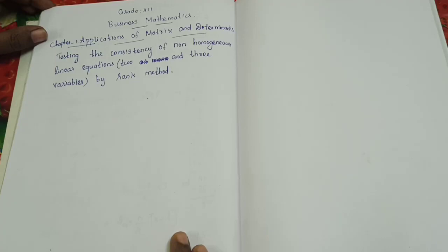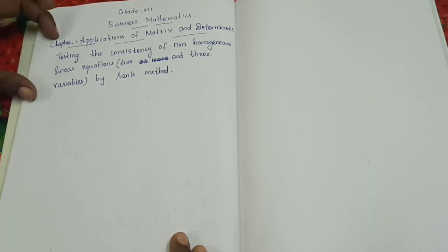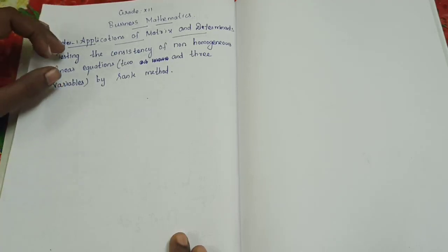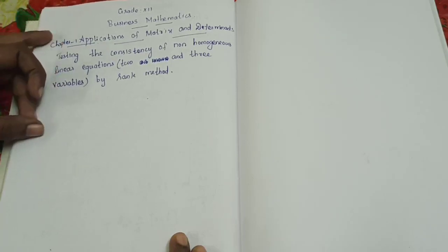In the last two classes, we have learned the first two sessions from Chapter 1, Applications of Matrix and Determinants. This is our third section, Testing the Consistency of Non-Homogeneous Linear Equations in 2 and 3 variables by the rank method. Last class I started but did not explain anything. So today I am going to explain the concept and afterwards we will move to the problems.